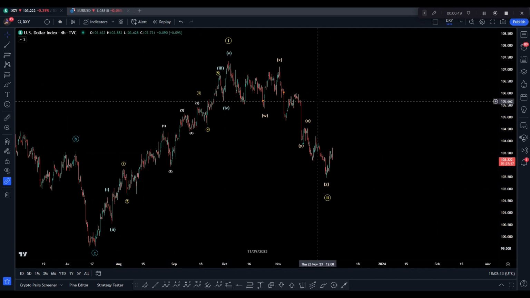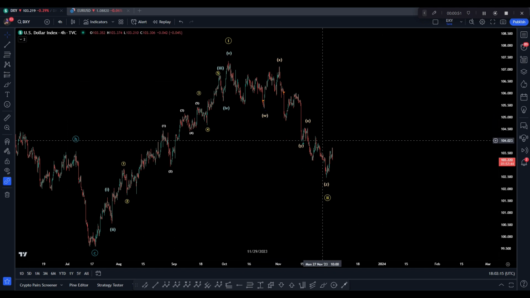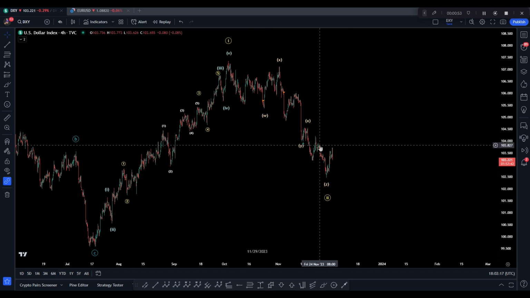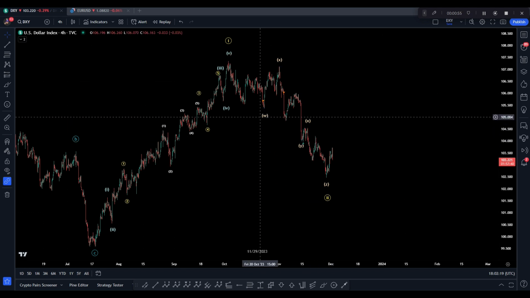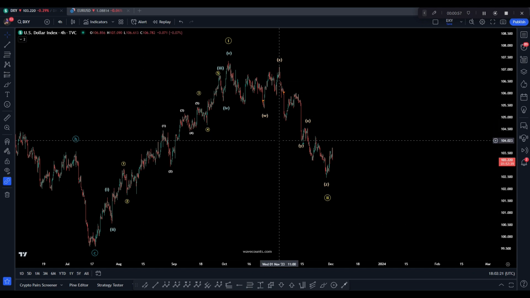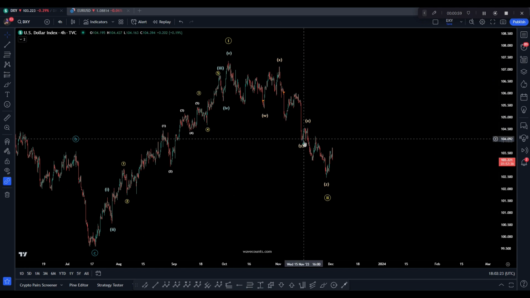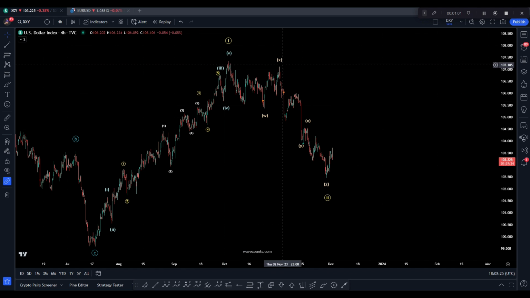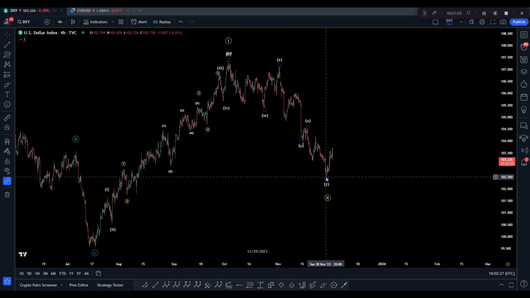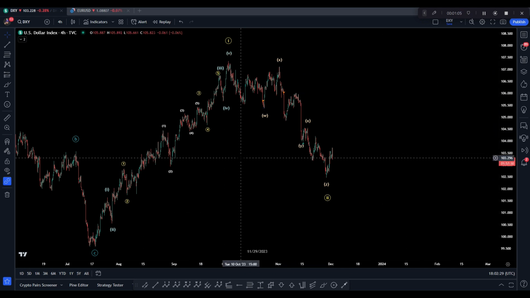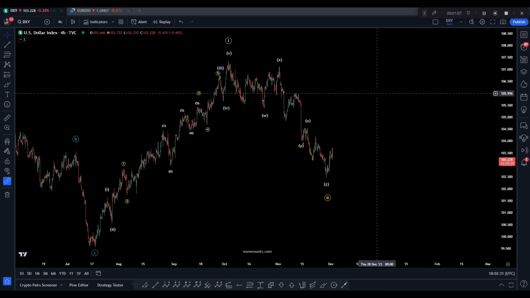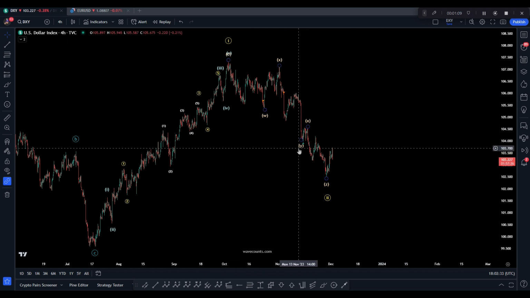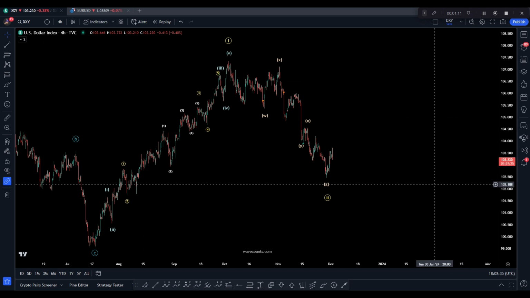Multiple ways to count this, but I'm choosing to count it this way because it subdivides better, I think. So just three zigzags: W, X, Y, X, Z. Zigzag, zigzag, zigzag. Okay. X waves can be anything they want to, but all of these waves must be zigzags, and they all are.